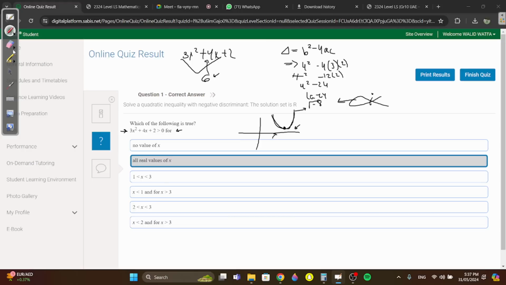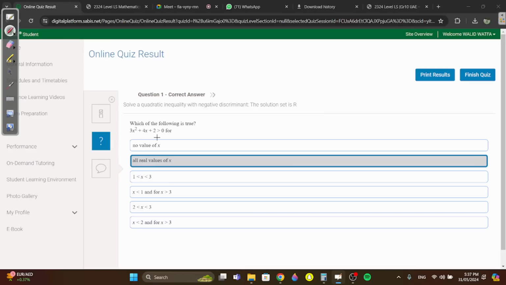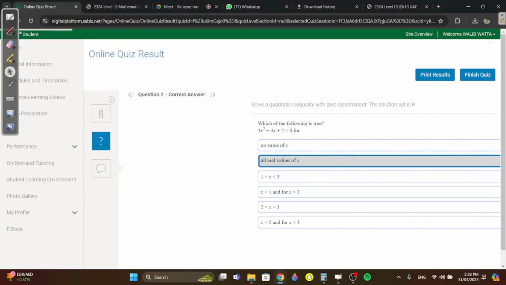So when is it greater than 0? It's always positive because it's not factorable. If it's not factorable, its sign is always the same. And in this case, since a is positive, our quadratic is positive. That means it's always greater than 0 for all real values.